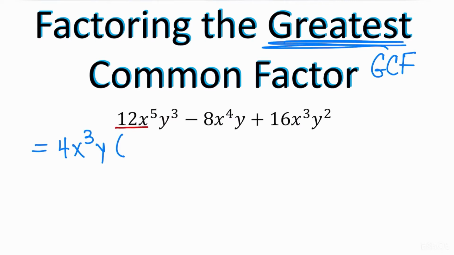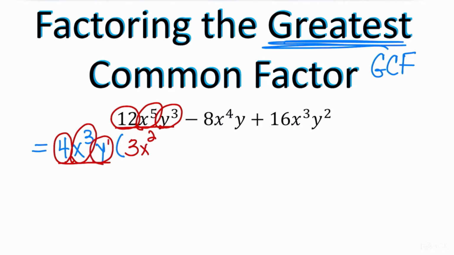It used to be 12x to the 5th y cubed, but now I have taken out 4x cubed y. 12 divided by 4 is 3. I used to have x to the 5th power. Now I have x to the 3rd power, so the difference is x squared. It used to be y cubed. I took out 1y, so the difference is y squared. Then I move on to the next term. I bring down the minus.